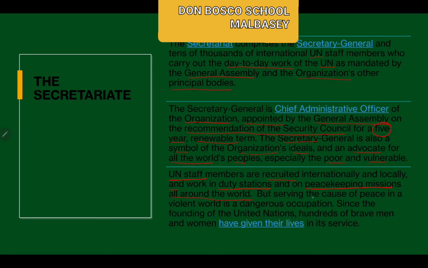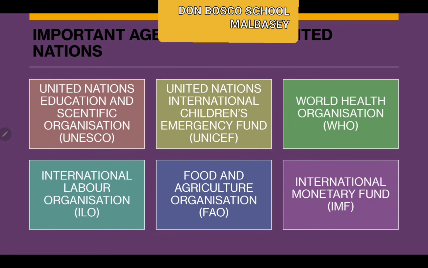around the world. But serving the cause of peace in a violent world is a dangerous occupation. Since the founding of the United Nations, hundreds of brave men and women have lost their lives in its service. So those staff members get deployed in certain dangerous zones. It's a very dangerous task, and many people have died for maintaining peace and security in the world.